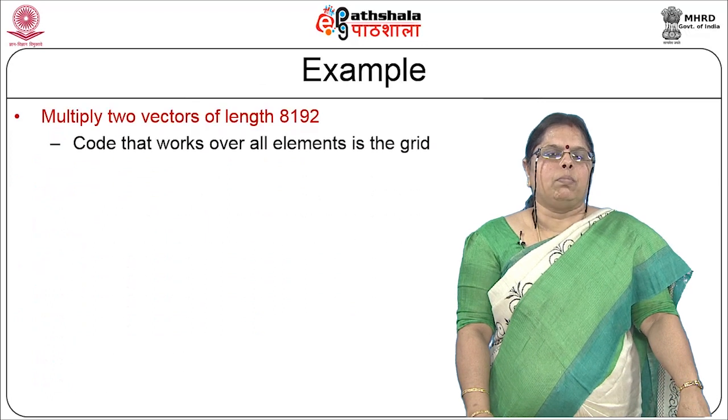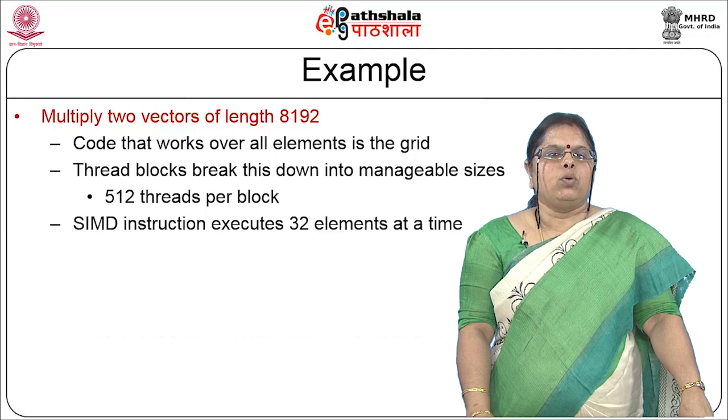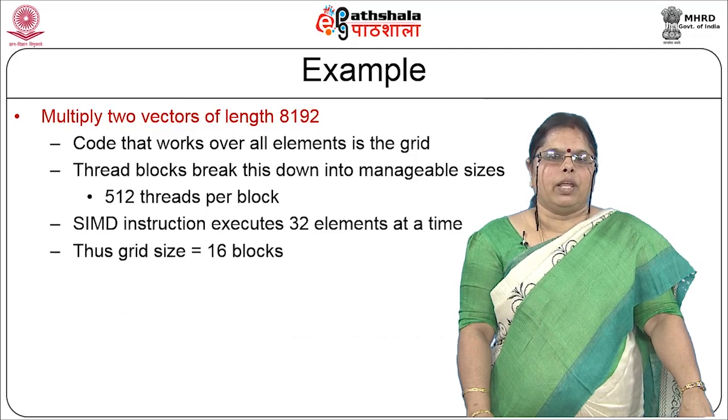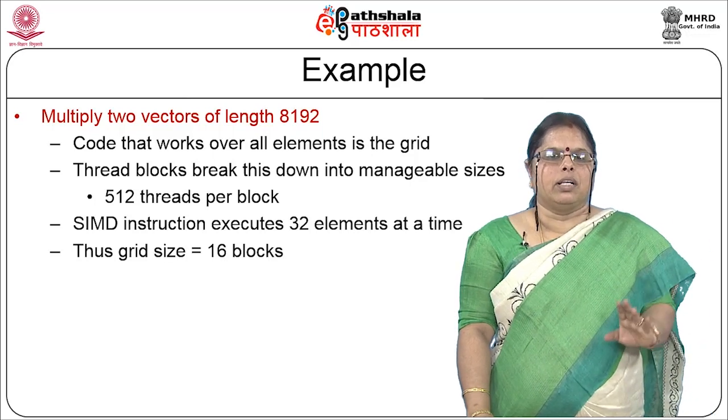To give you an example of what we mean by the various terminologies here, suppose you have to multiply two vectors of length 8192, the code that works over all elements is the grid, the complete grid.